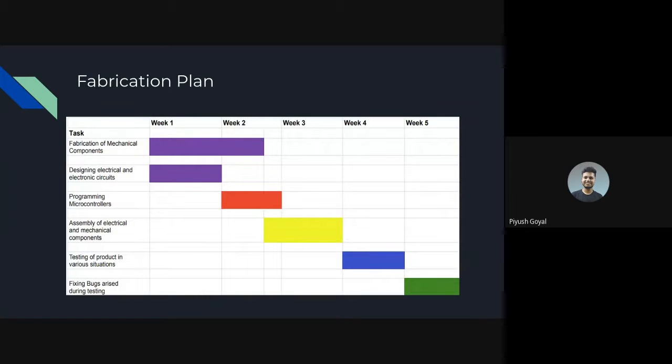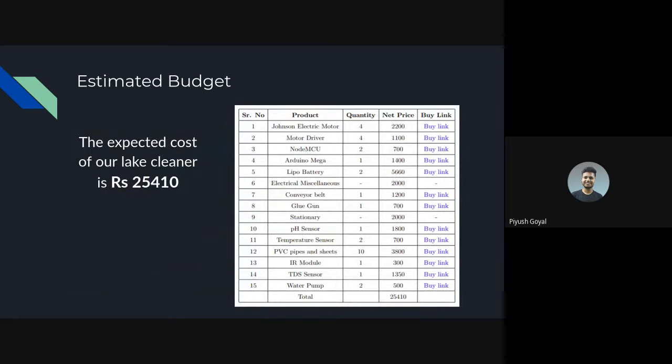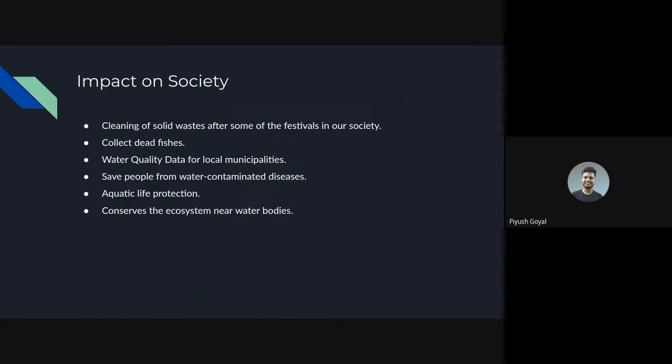Coming to fabrication plan, we aim to fabricate mechanical components and design electrical and electronic circuits parallelly, followed by programming microcontrollers. Then we would move to the assembly, test them in various situations, and fix the bugs arising in the testing. The estimated cost of our lake cleaner is rupees 25,410, and the individual cost of each component can be found using the tested version. Now, Manvinder will continue with the impact on society.